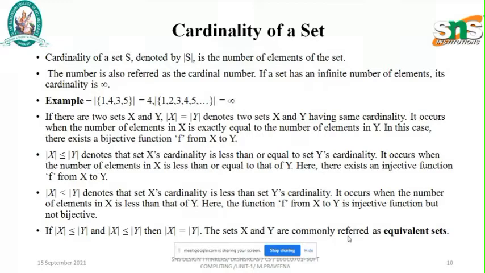So if x ≤ y and x = y, then the sets x and y are commonly referred to as equivalent sets. That is, if two sets have an equal number of elements, then they are called equivalent sets.